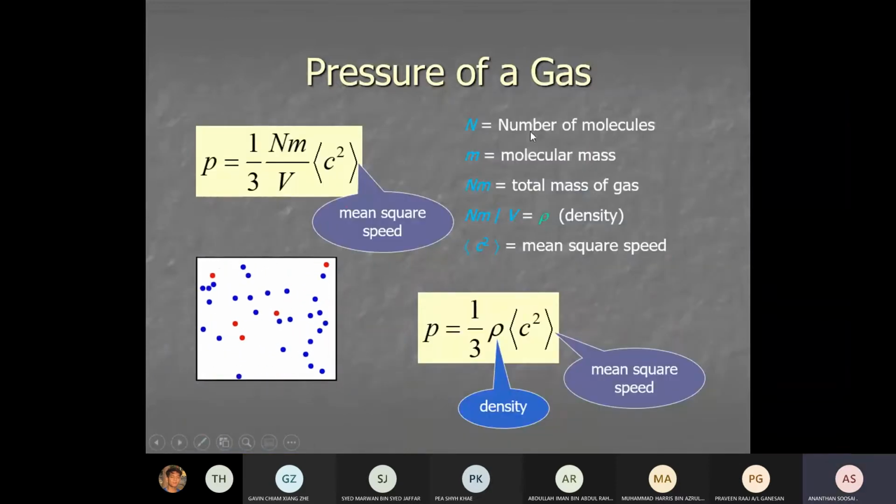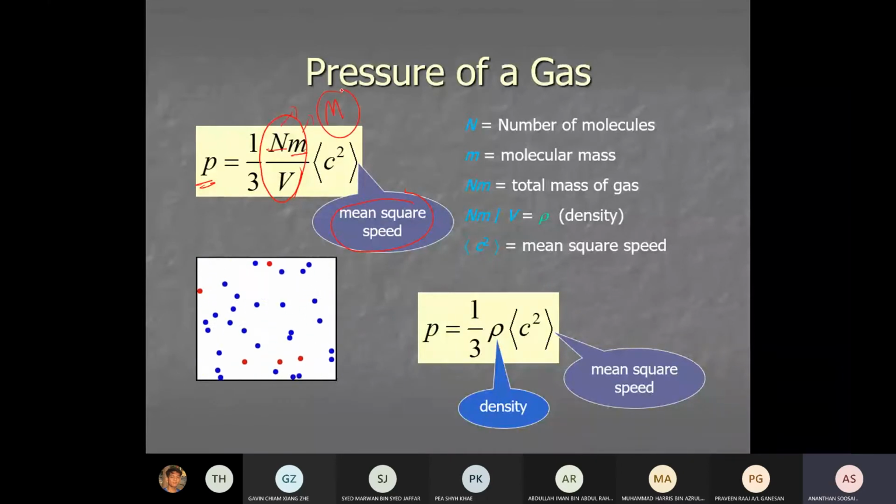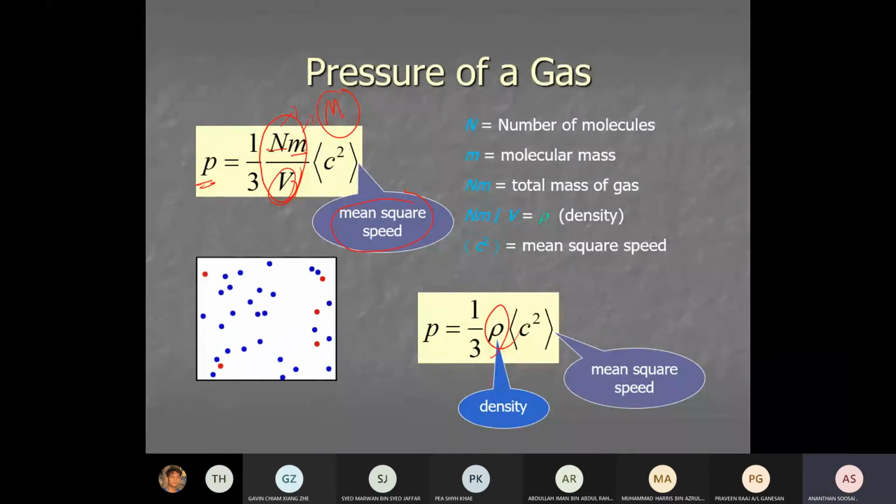So now we got a new formula for pressure, derived purely from kinetic theory. The pressure equals 1/3 Nm over V times c squared. The c squared is the mean square speed. And now Nm over V, what is it? Nm, number of particles times mass, is the total mass of the gas, divided by the volume of the gas, which is going to be the density of the gas. So this is another formula.